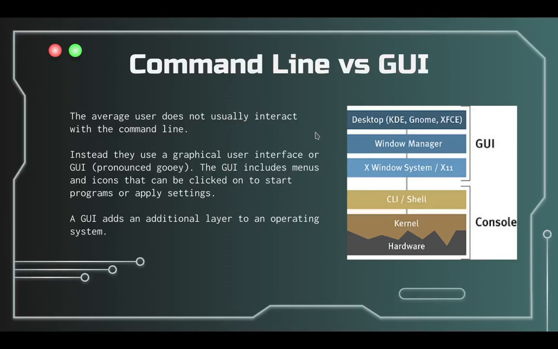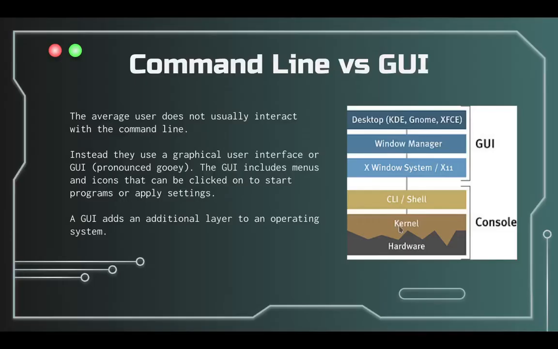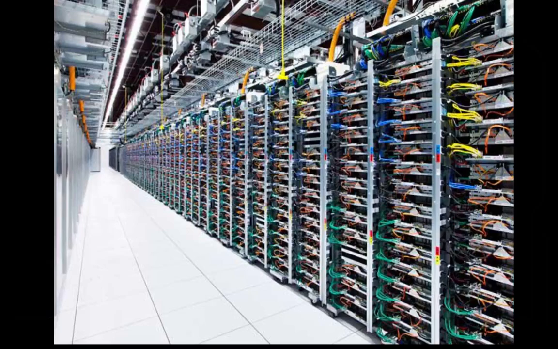Now, the problem with GUIs is they're perfectly fine, but they add additional layers on top of our operating system, right? So we have the command line, the shell that talks directly to the kernel, which talks directly to the hardware. And then above that, there are all these other layers that allow us to have this graphical interface, which draws a lot of resources from our system. This is why a lot of servers that need to be very efficient in running don't have graphical interfaces, right?